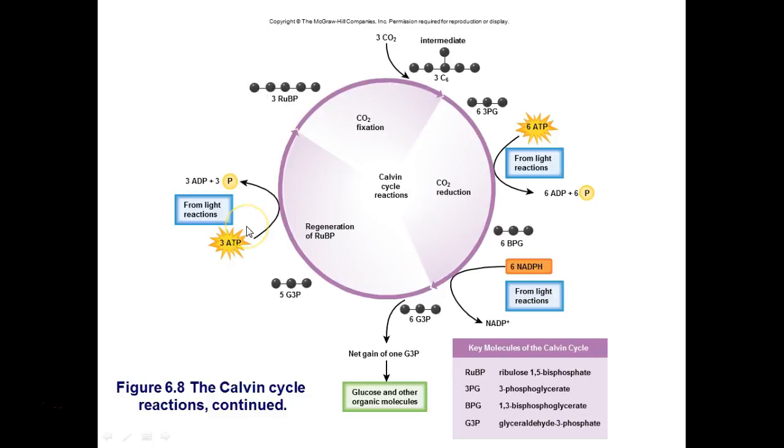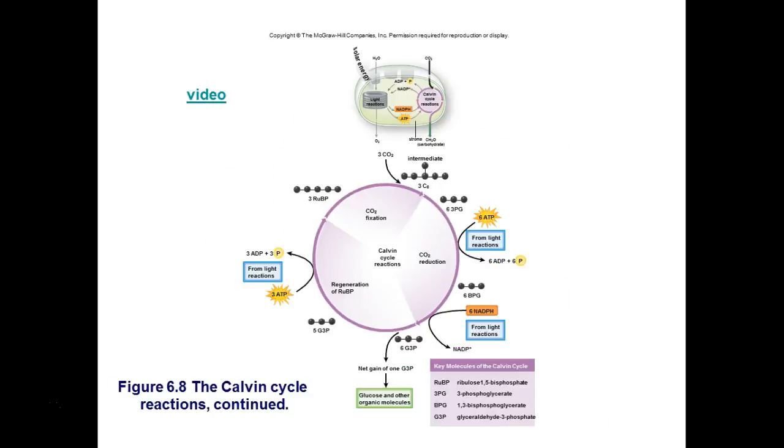Energy again is going to be needed to do this, and the energy will come from the ATP. So we see that 9 ATP are going to be needed in order to run this cycle, and we're going to need 6 molecules of reduced NADP. Okay. So you can see that this is the Calvin cycle. This is going on in the stroma. And let's take a look at the video.